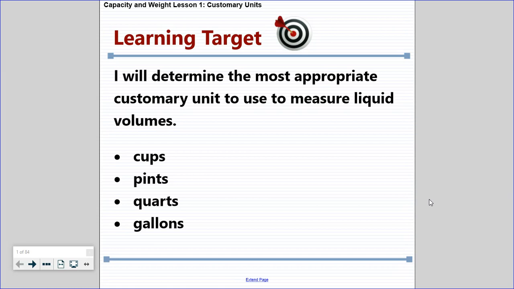So, today we are going to be working on capacity. We'll talk about what that is, and your learning target is to determine the most appropriate customary unit to use to measure liquid volumes. And today, in particular, we're going to be talking about cups, pints, quarts, and gallons.